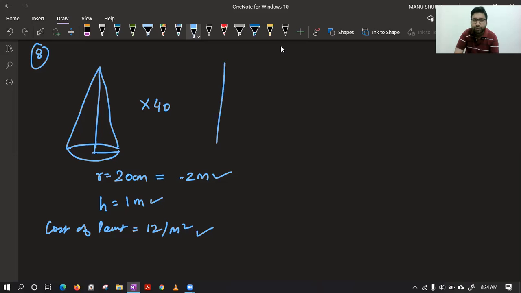Let us find. So again, when you are going to paint these barricades, you will not paint the inside or the base, because that is fixed on the surface only. So you will paint only the curved surface area. So we have to find the curved surface area, which is equal to pi r l. Pi value is given to us as 3.14. R value is how much? 0.2, and L is 1.